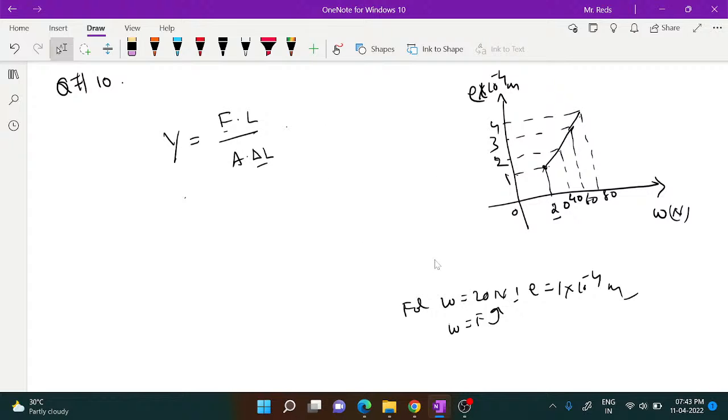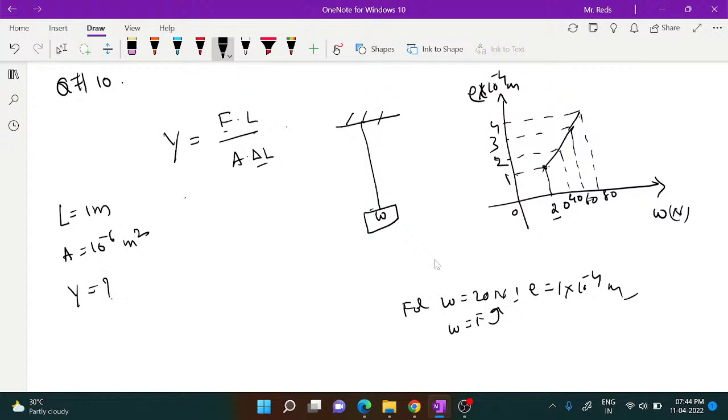The question is, in the given graph, extension E of a wire of length L equal to 1 meter is suspended from the top of a roof, with a load W connected at the other end. If the cross-sectional area of the wire is A equal to 10 power minus 6 meter square, what is Young's modulus of the material of the wire?